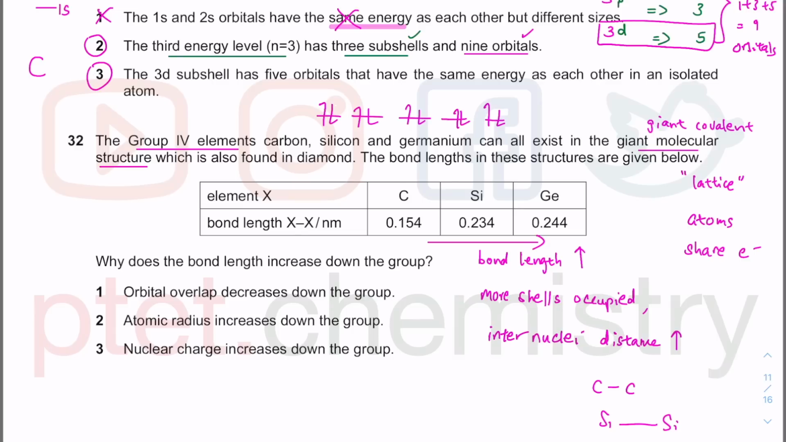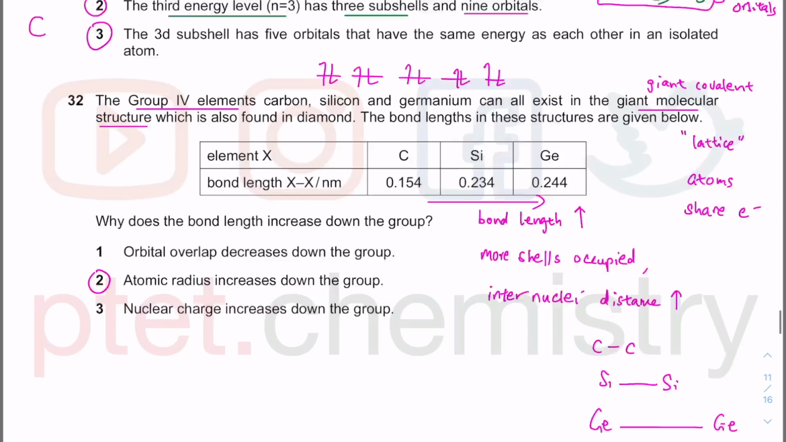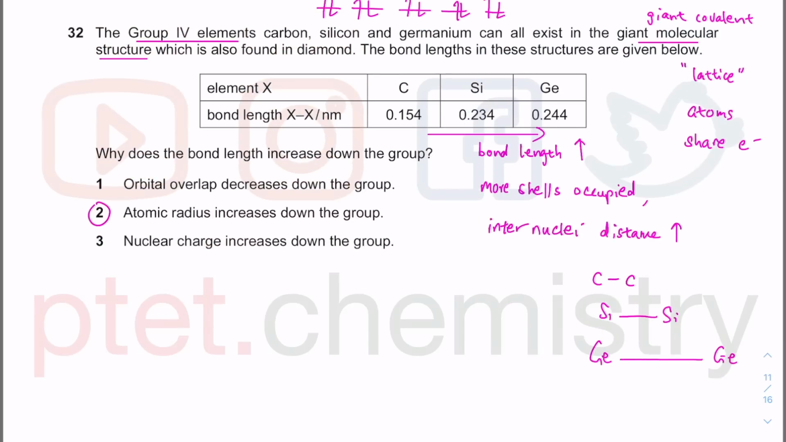So looking at number 2, atomic radius increases down the group. That is actually one of the reasons because the atom is getting bigger. How about number 1? So orbital overlap decreases down the group. So orbital overlap decreases as you go further down. The nucleus is getting further and further away from each other. Bond length. What affects the bond length? Orbital overlap decreases down the group.